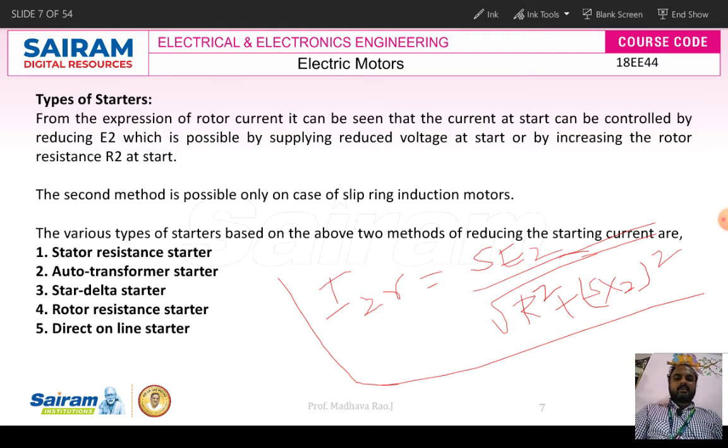The second method is possible only in a slip ring induction motor, where we can increase the rotor resistance using the slip rings. This is not possible in squirrel cage induction motors. So based on the starting methods, we have five types of starters: stator resistance starter, auto transformer starter, star delta starter, rotor resistance starter, and direct online starter.